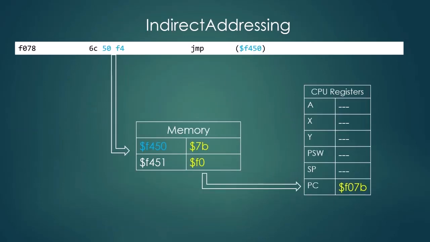To use indirect addressing, code a jump instruction, followed by a 16-bit address or label within parentheses. The 16-bit operand points to the low order byte of a 16-bit address. The CPU loads that 16-bit value from memory into the program counter, and execution proceeds from that point.